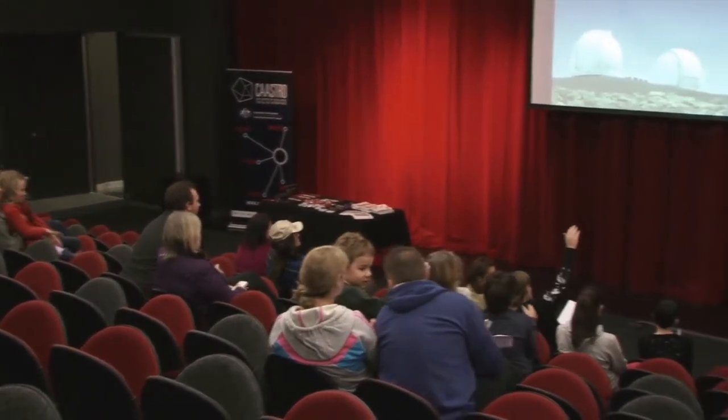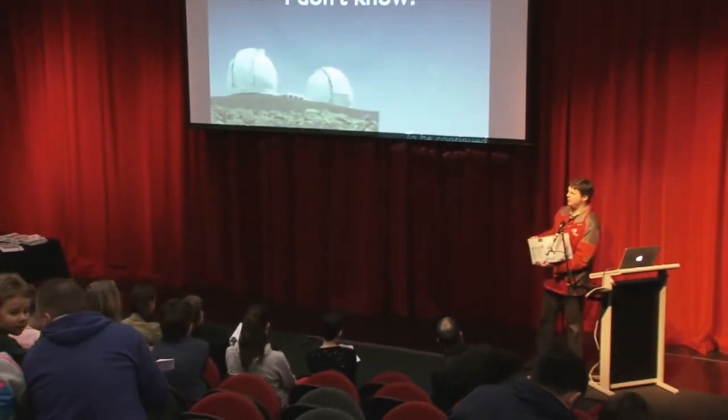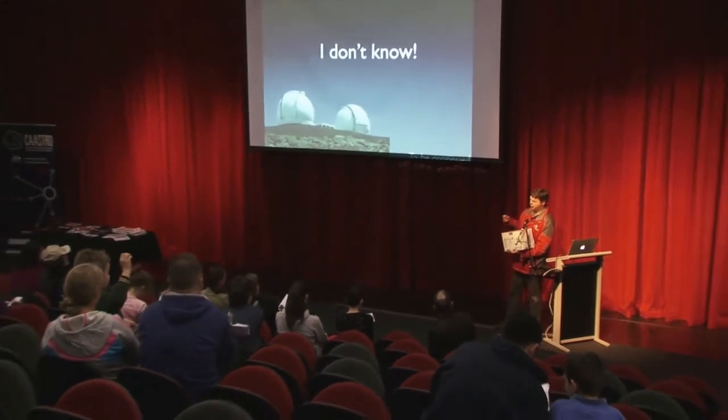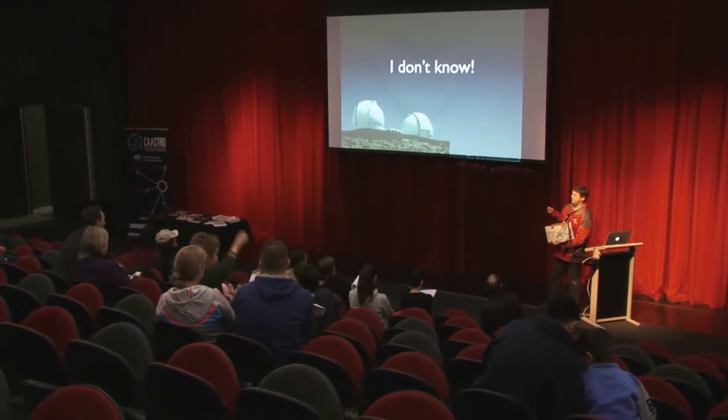So when a star forms, all the gas falls together into a big pile and it gets very, very hot. And that makes a process happen called nuclear fusion, where hydrogen atoms combine to form helium atoms, and that releases a lot of energy.